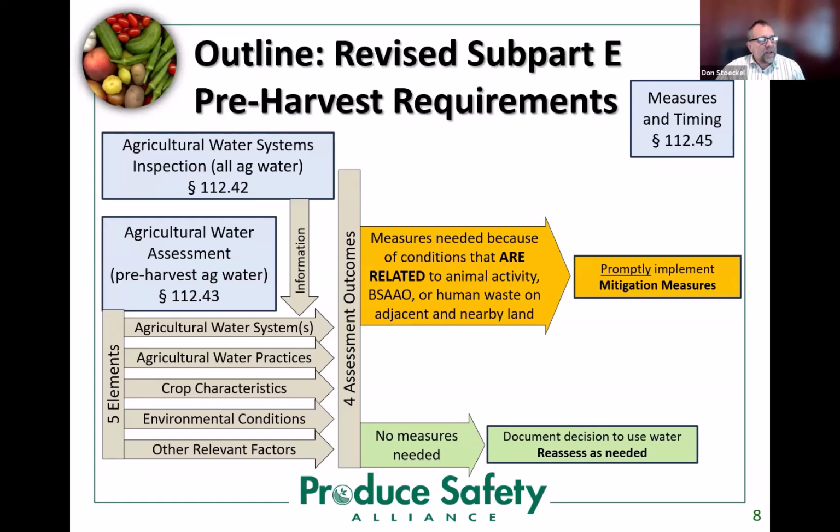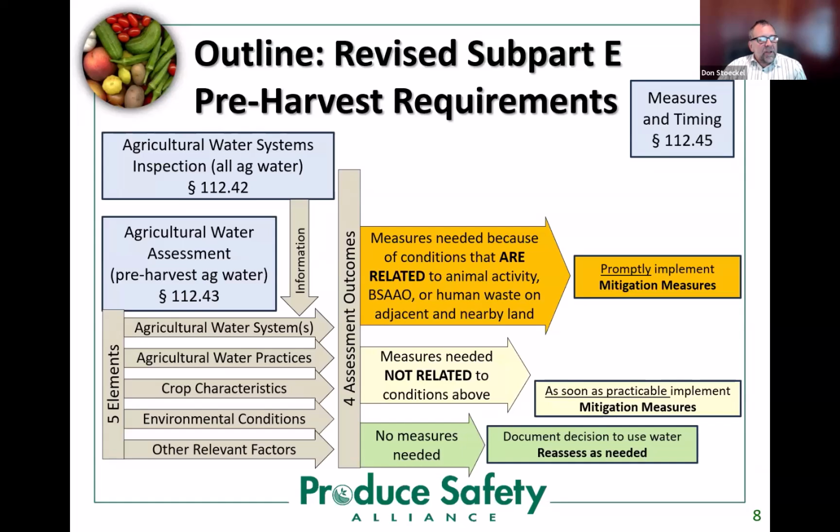A second outcome might be that measures are needed to reduce risk because of water quality, and the conditions that pose a risk to water quality involve animal activities, soil amendments, or human waste, and this is important, if they're on nearby or adjacent lands. If that's the case, then the grower must promptly implement mitigation measures and write that into their agricultural water assessment as the outcome of their ag water assessment. They will do something called a mitigation measure in order to reduce risk to produce safety.